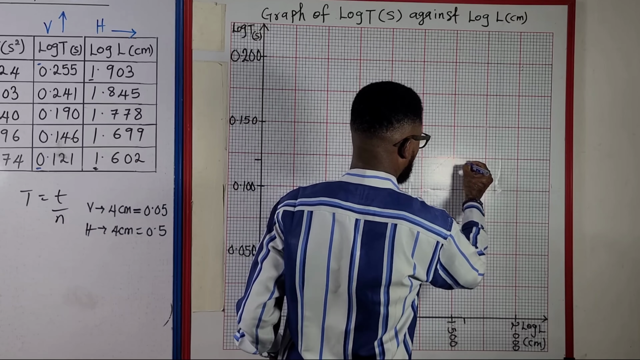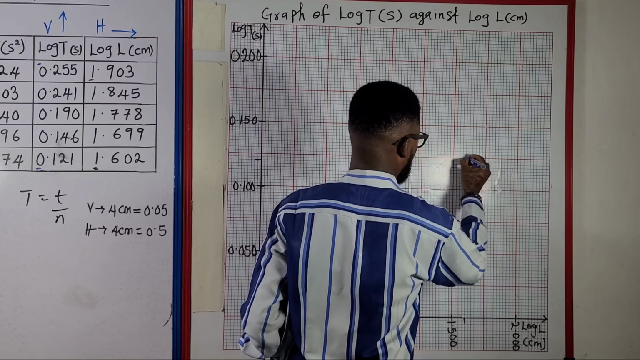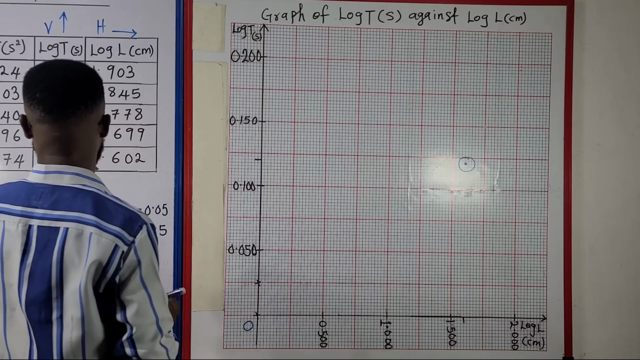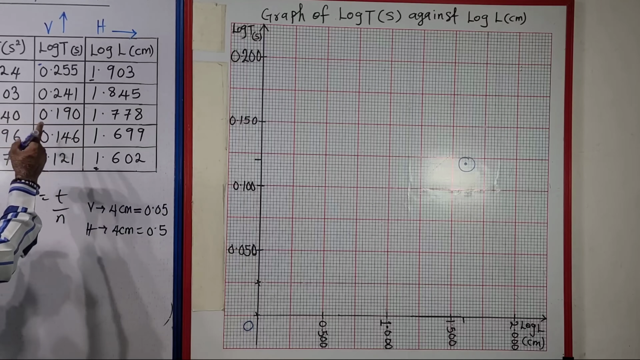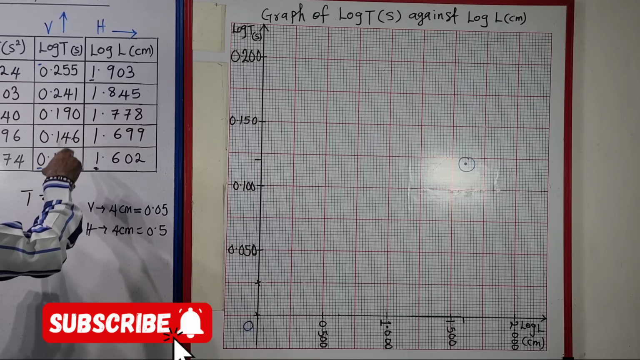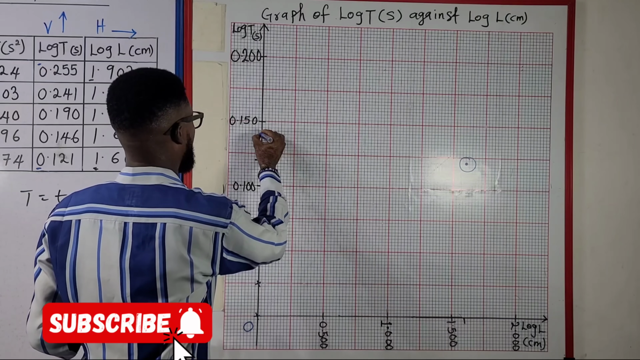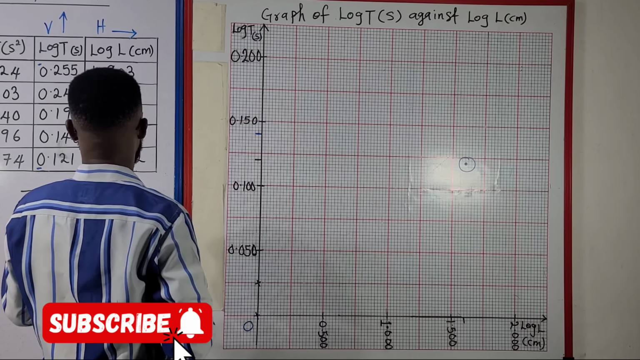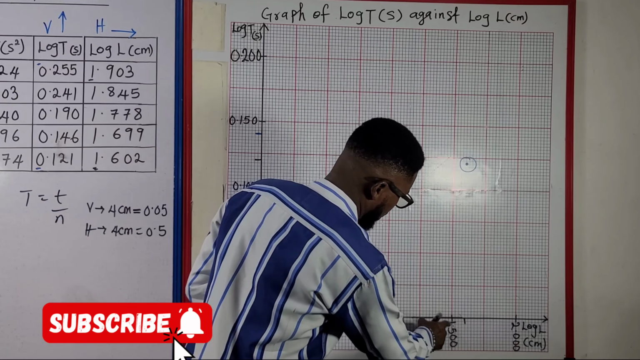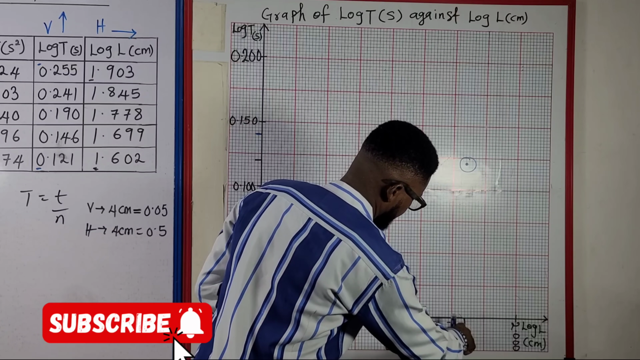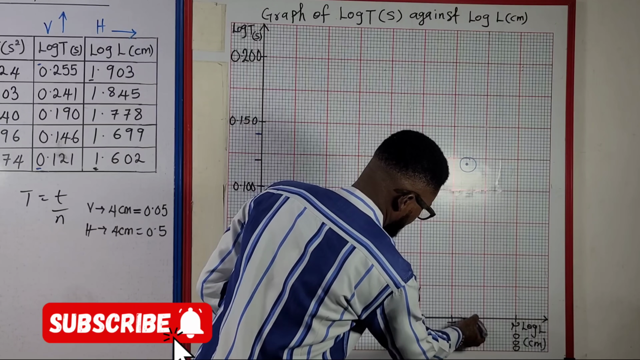So that's going to be somewhere around here. Okay, I've been able to pick that. And now the next one is 0.146 and 1.699, around here. 0.146 is around here, and 1.699, this is 1.6. 1.6, that should be around here.